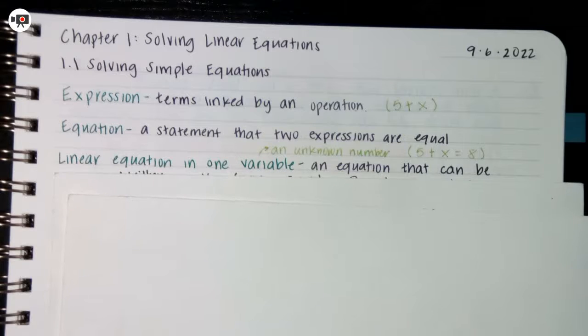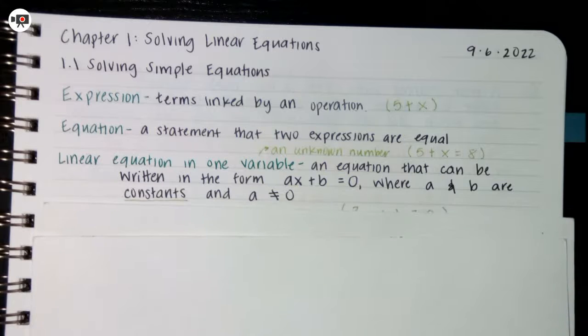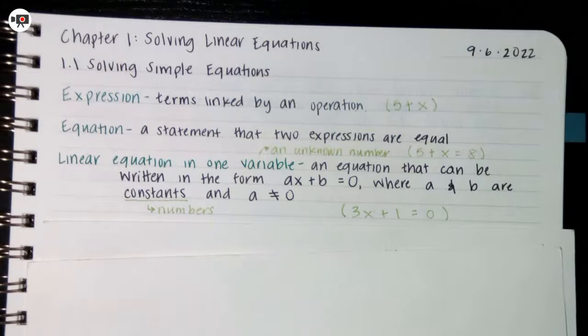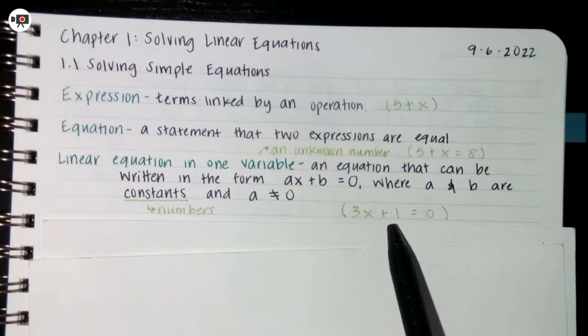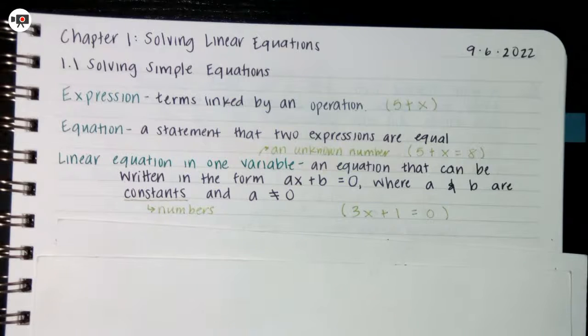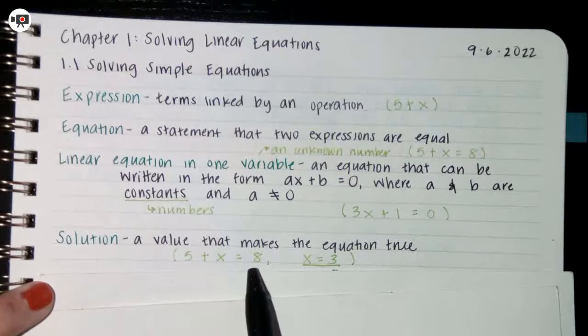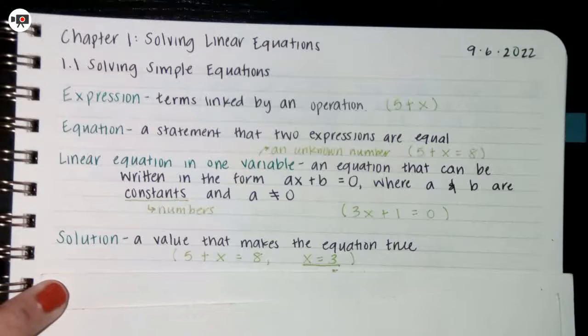A linear equation in one variable is an equation that can be written in the form ax plus b equals 0, where a and b are constants and a is not 0. So this could be something like 3x plus 1 equals 0. That's a linear equation in one variable. And then we have a solution, and that is a value that makes the equation true. Here, if I have 5 plus x equals 8, x would be 3.